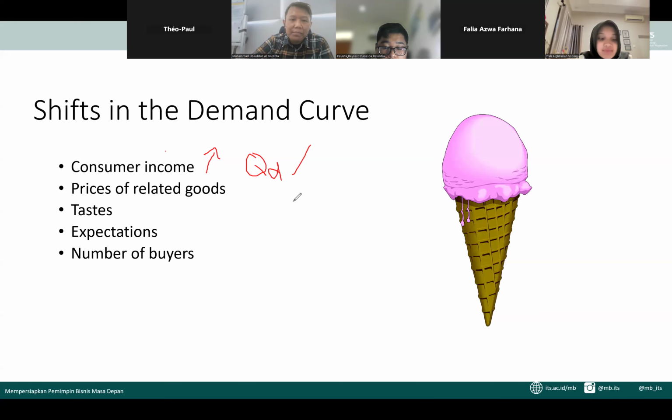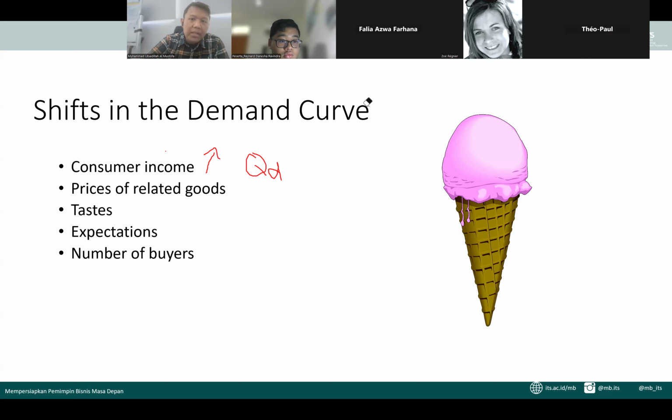Perfect. Can you just repeat the question this one time because my connection is not very good. Okay. So these are the 5 aspects which shift the demand curve: consumer income, price of related goods, taste, expectation, and number of buyers. What do you think will happen to our demand if we have an increase in income? Do we demand more or do we demand less?